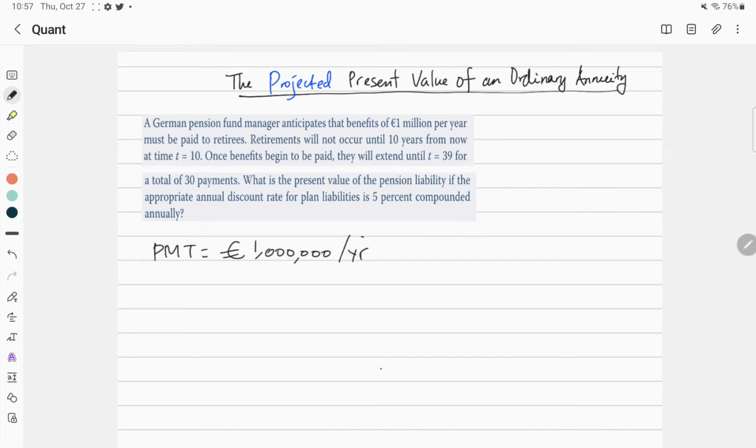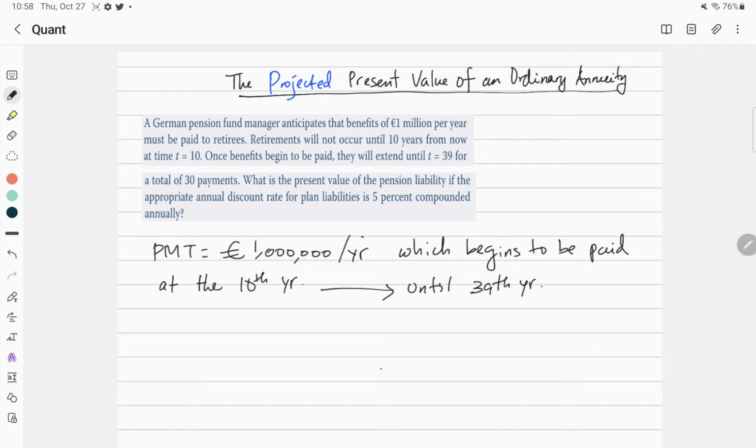Except that this payment does not begin until the 10th year, which begins to be paid at the 10th year, right? And it will go on to be paid until the 39th year, right? So this is going to be a total of 30 payments, okay?